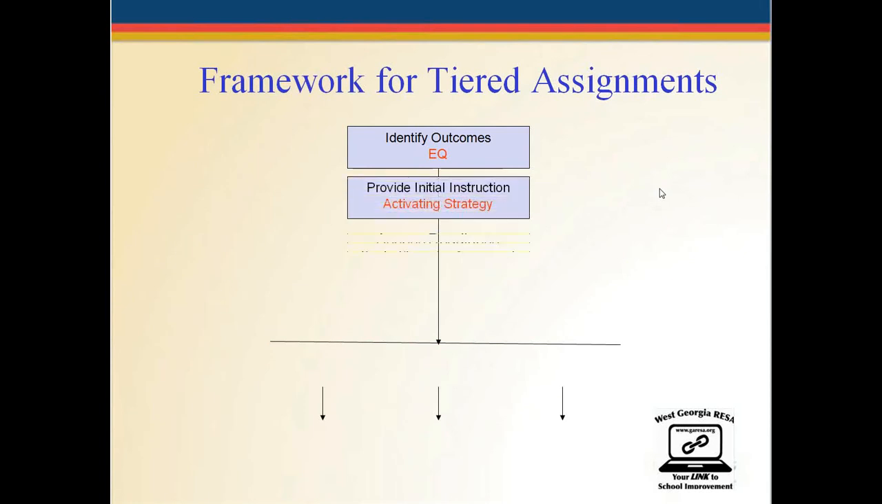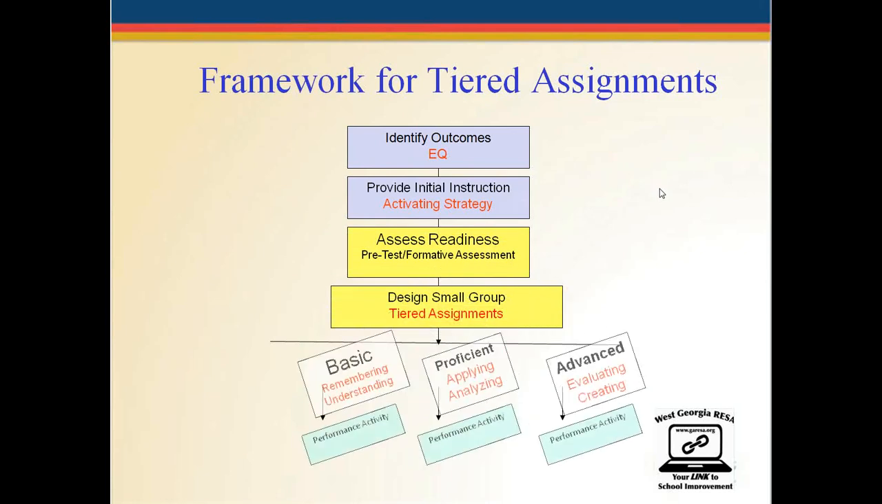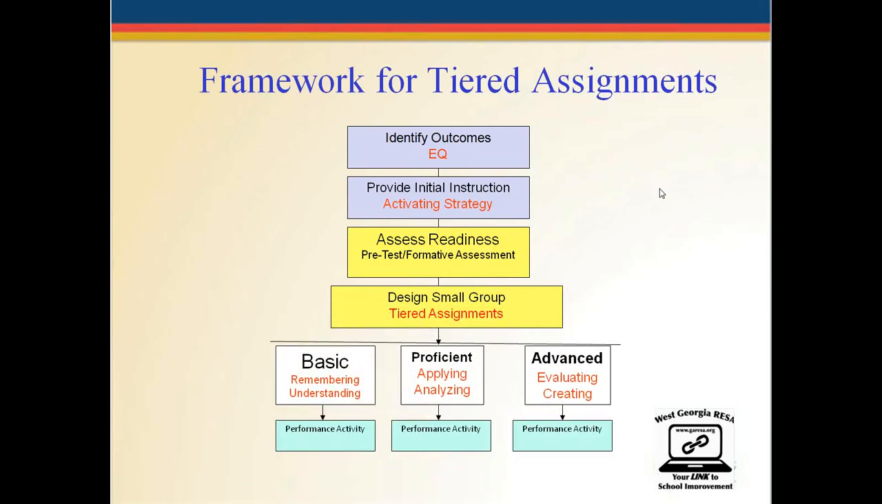There's a framework here that's helpful for tiered assignments, and basically it says, first identify your outcomes, of course. Think about the standards you're addressing. Think about what you need students to know and do and be able to understand. Then provide an initial instruction for everyone, perhaps a group activating strategy, something that is common to everyone. Then get a sense from a formative assessment of where students might fall in a readiness for working with this content or skill, and then design some small group assignments.